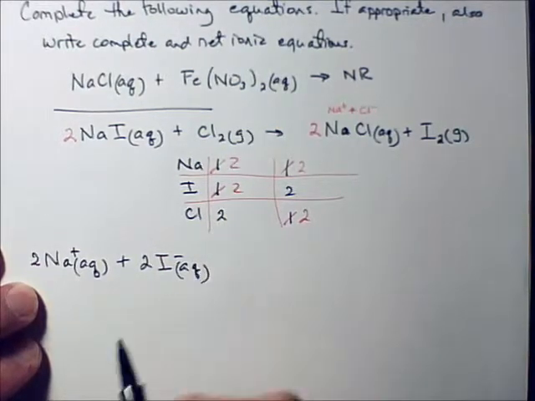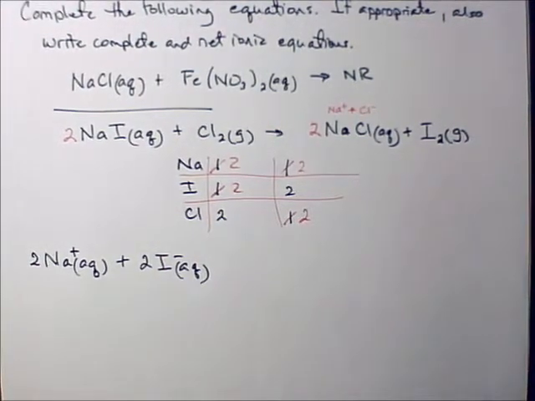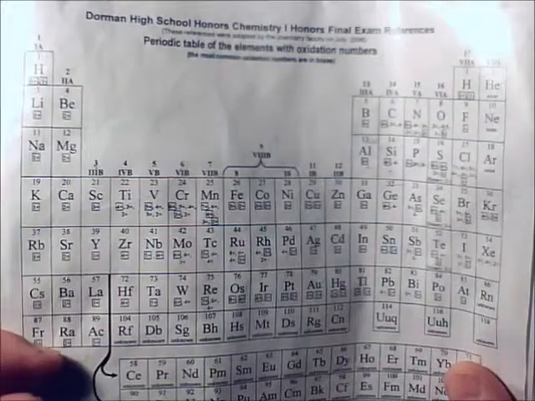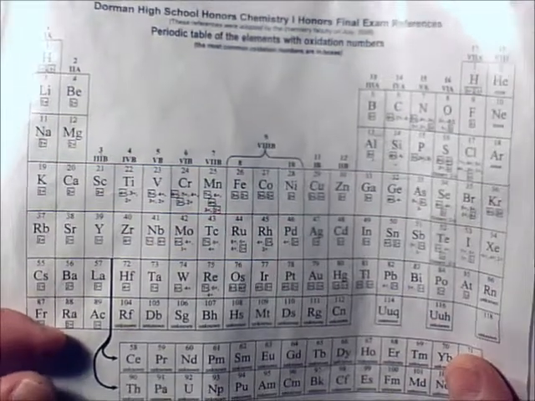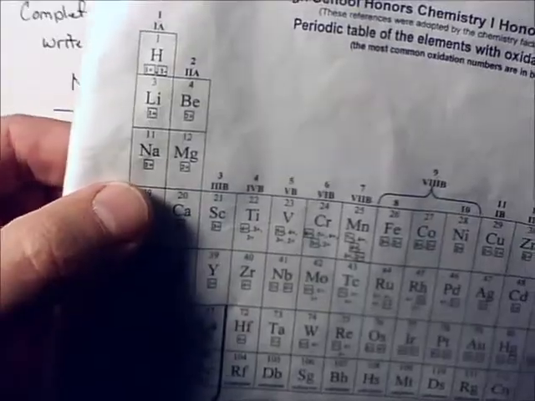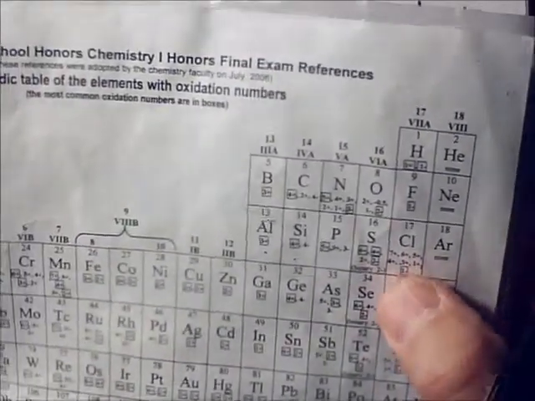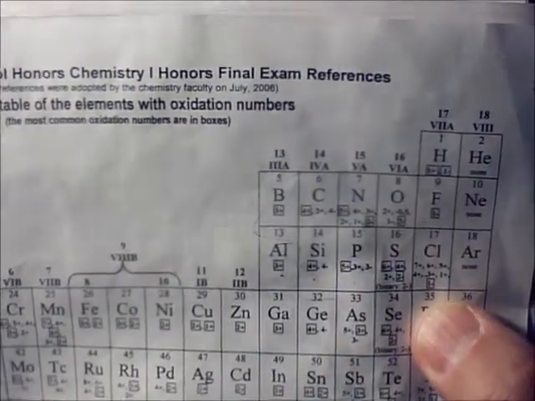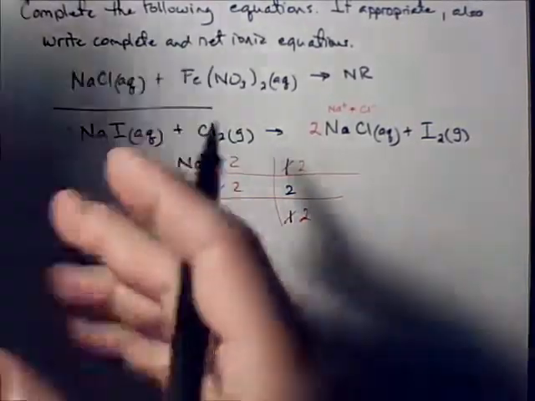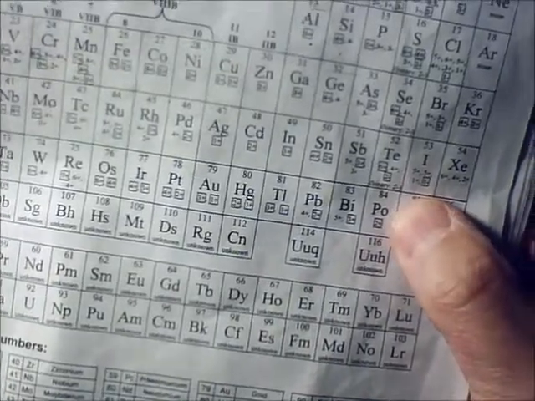So you're going to find those charges on the periodic table with oxidation numbers. Okay, in this class, you're allowed to use this test reference, and it has the most common oxidation numbers. And sodium has a 1 plus charge. Since sodium is positive, chlorine has to be negative, and the only negative charge on the chlorine is a 1 negative. That's where we got those charges from. Iodine is also 1 negative here.